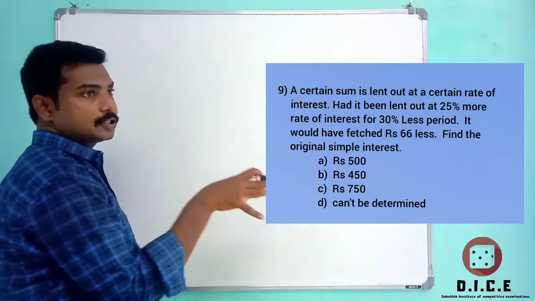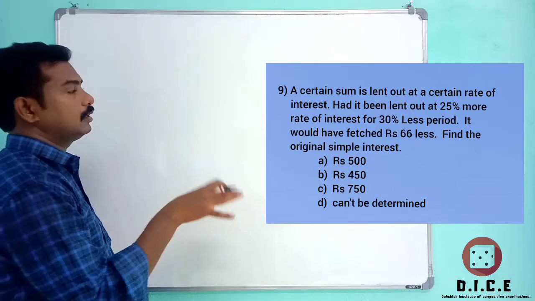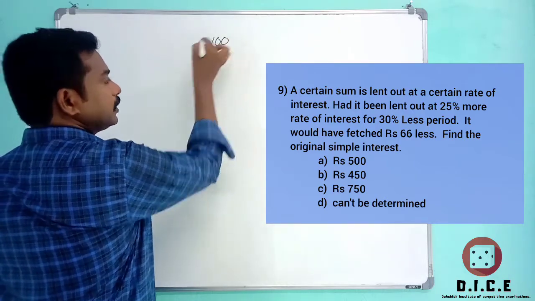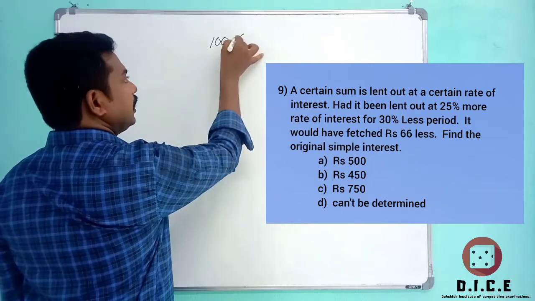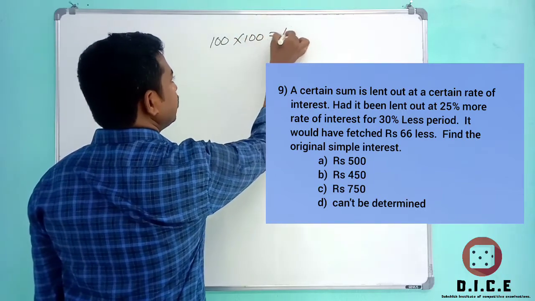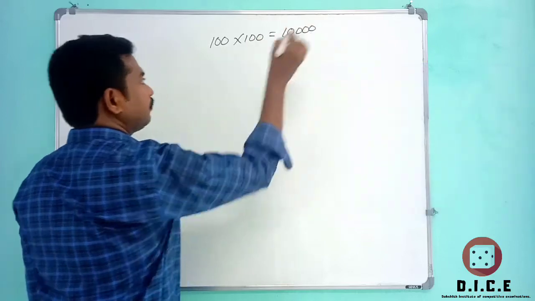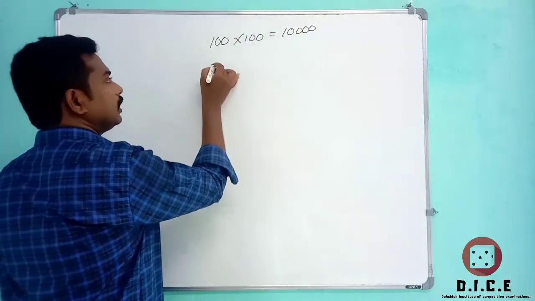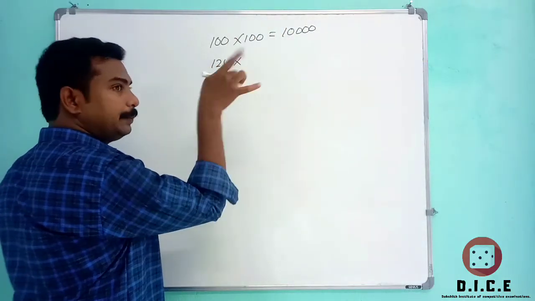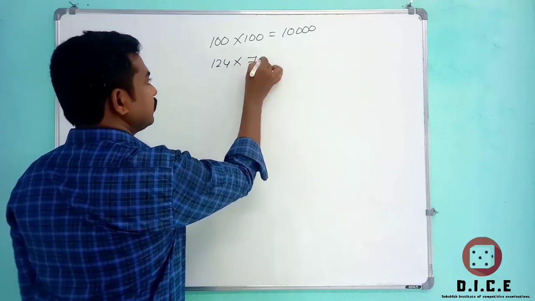Now it is given in the case of percentages. Let us consider that the rate of interest is 100% and the time is also considered as 100. 100 into 100 is nothing but 10,000. Now keep it aside. 24% more rate is nothing but 124. 30% less time should become 70.